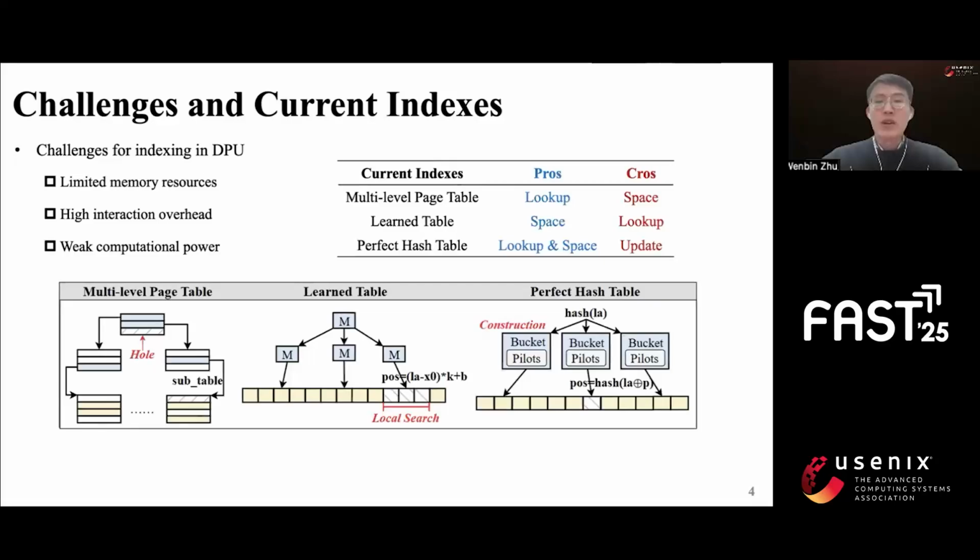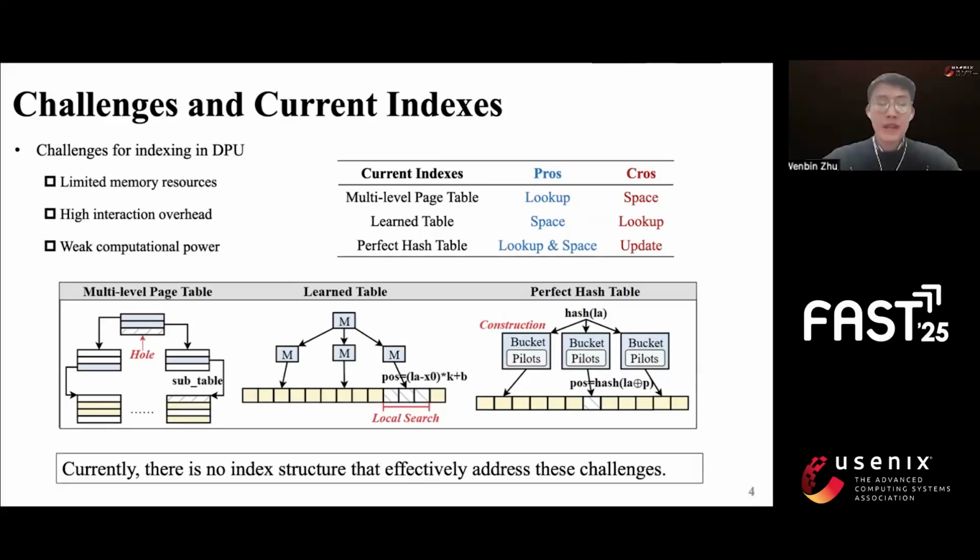We start our work by exploring current index structures for storage mapping tables. Multi-level page table is faster, but worse at space efficiency due to its inherent holes in each level of subtables. Learned table constructs learned indexes on the mapping table to achieve better space efficiency, but it requires extra local search due to the prediction inaccuracy. Perfect hash table offers both good lookup and space efficiency, but it doesn't support real-time index update and incurs high reconstruction overhead. So unfortunately, there is no current index designed for DPU that could effectively address these challenges.